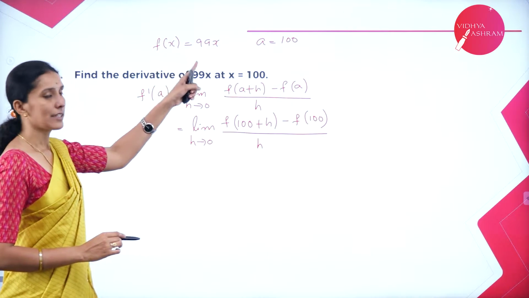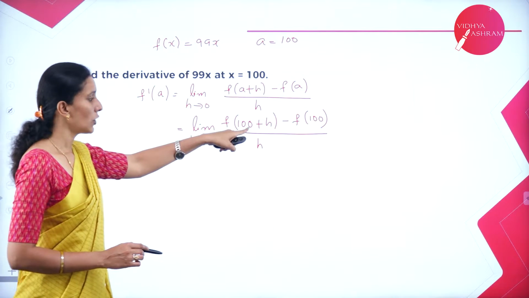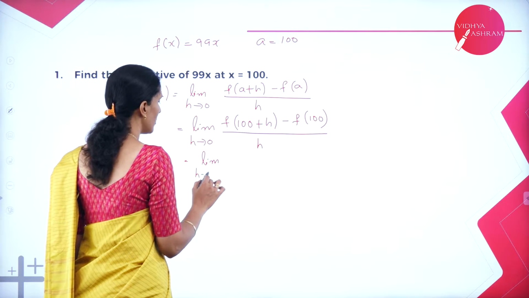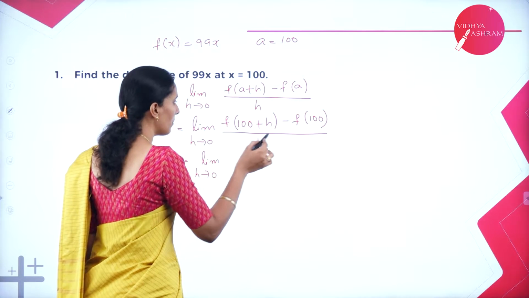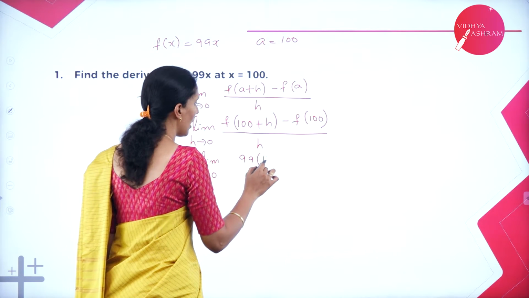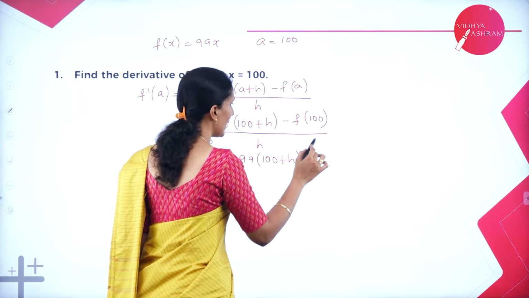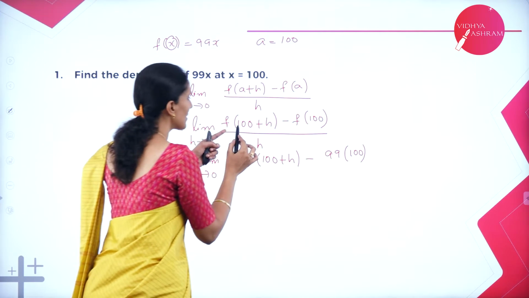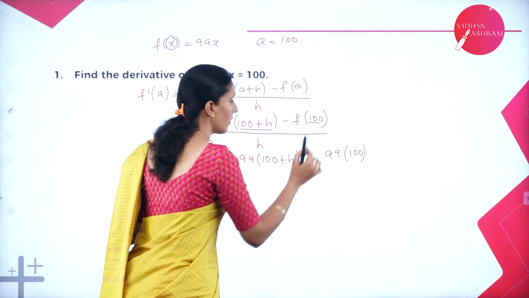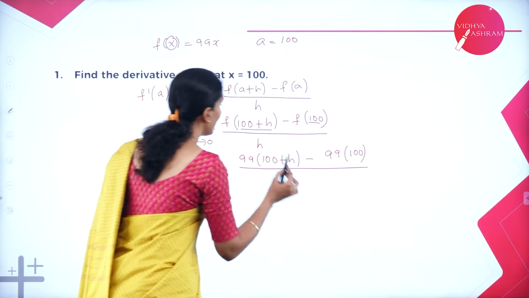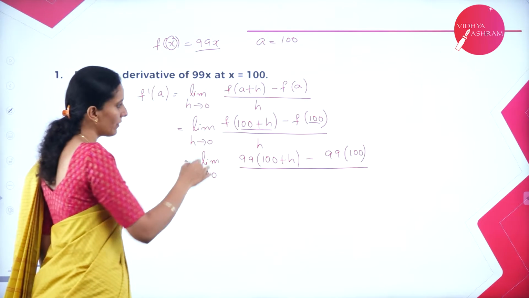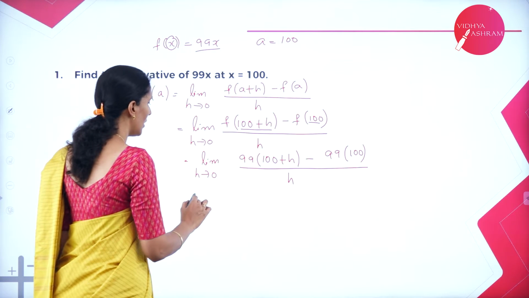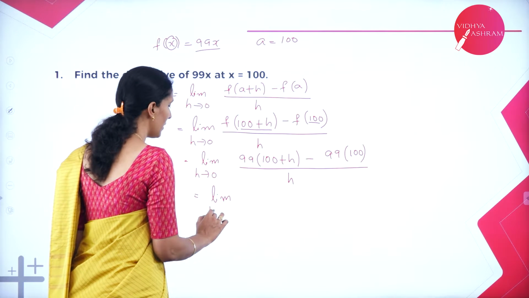Now if it is f of x, it is 99x. So in the place of x, you have 100 plus h here. Just replace it. Limit h tends to 0. f of 100 plus h is 99 into 100 plus h minus again here 99 into 100. So in the place of x, you are replacing with 100 plus h once, 100 once. Write the equation in this form, 99x form. Whatever the value is inside the f, write it in the form of 99x. So h. Now solve it, apply the limit.